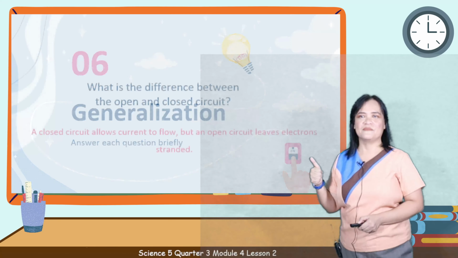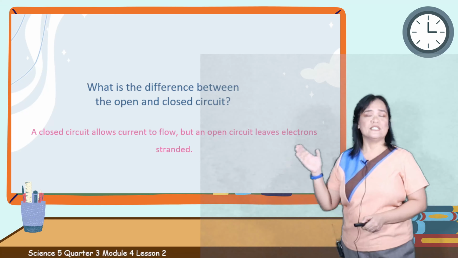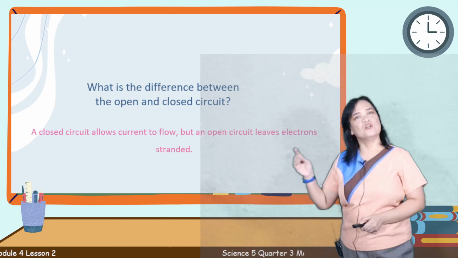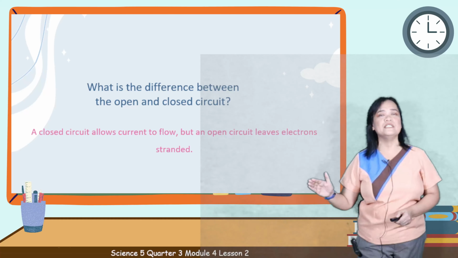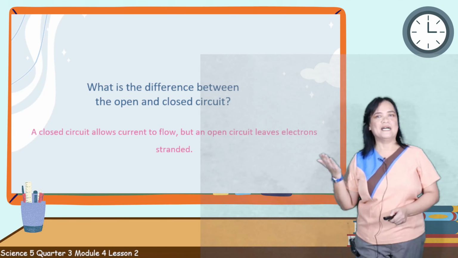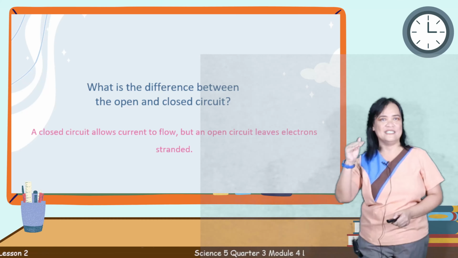Okay. So what is the difference between the open and closed circuit? So like I've said, a closed circuit allows the current or allows the electricity to flow. But an open circuit leaves electrons stranded.